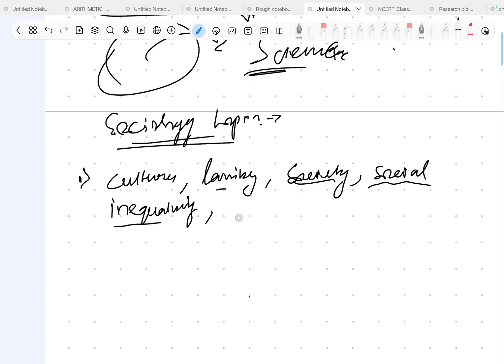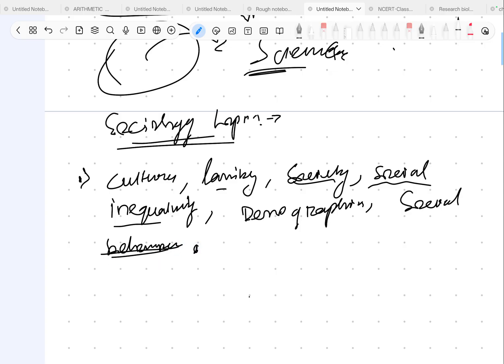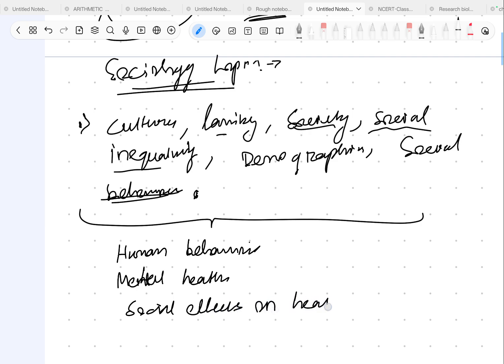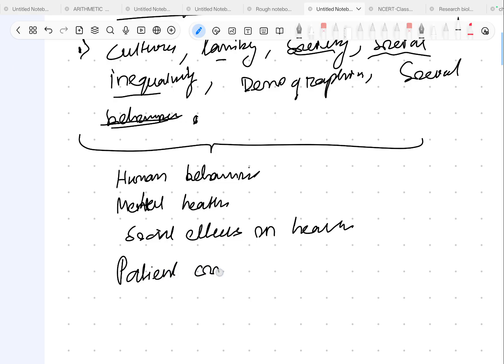Then we will talk about demographics and social behavior, which means how you behave towards the patient. If you are frustrated, how should that be handled? And why does the doctor need this? For human behavior, mental health, social effects on health, and patient communication. This improves your patient communication, your understanding of the social effects on health, mental health, and human behavior.